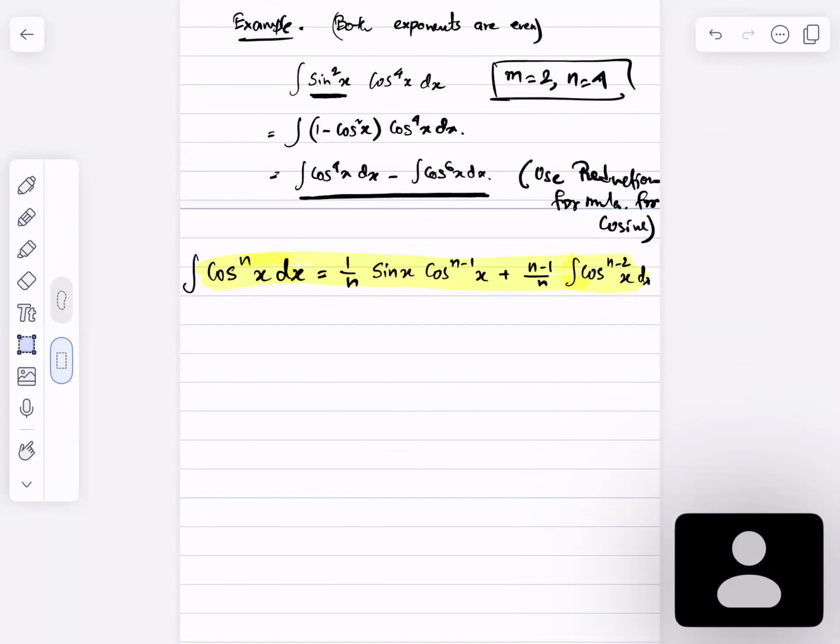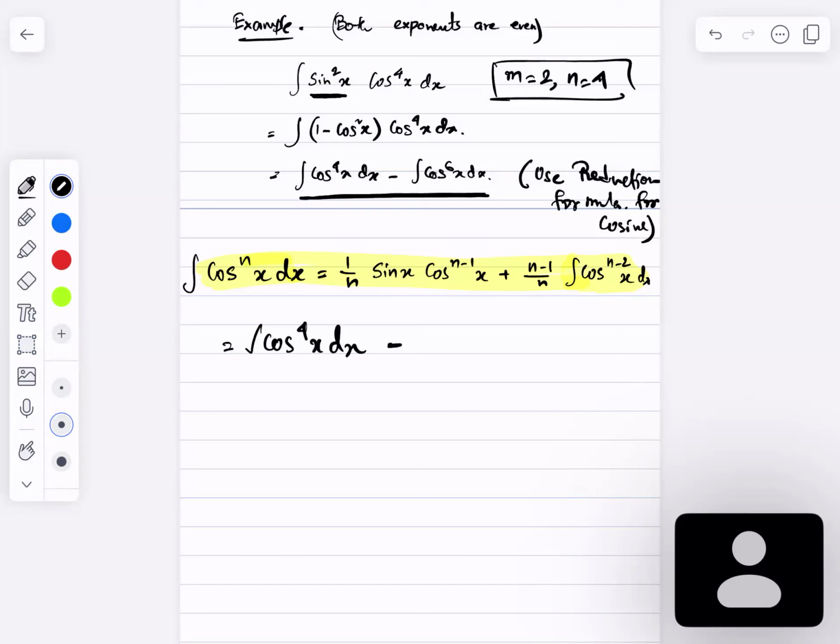So I have cosine to the 4x dx. I'll not touch it. I'll not use the reduction formula right away. Why, you'll be able to see in a while. So 1 over 6 sine x cosine to the 5x dx, plus, so this minus will carry over, I have minus 5 over 6 integration of cosine in minus 2, which is like 4x dx. Okay, so I have used the reduction formula for cosine to the 6x dx.